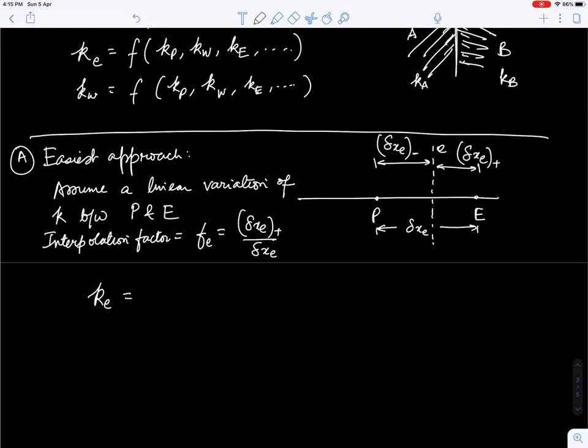So let's say delta xe plus was 0, in which case point E or the face E coincides with capital E, with the node E. In that case, it is clear that the value of the conductivity at the face E should be the same as the conductivity at the node value of E. Similarly, when the face E is taken close to point P, the value at this interface should be determined more by P and not by E. So we can write Ke as Fe into Kp plus 1 minus Fe into Ke.